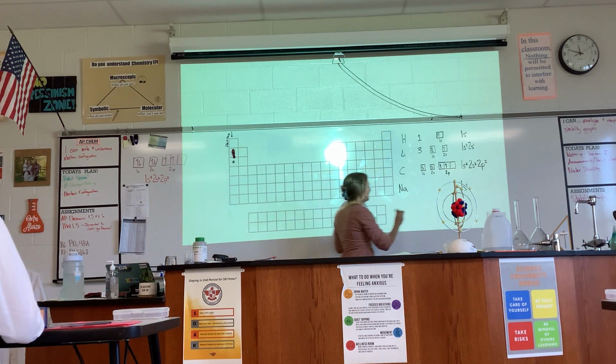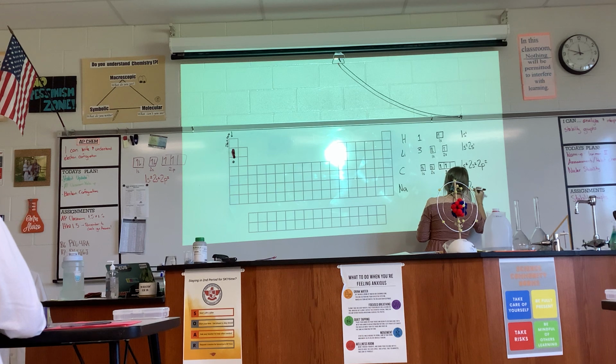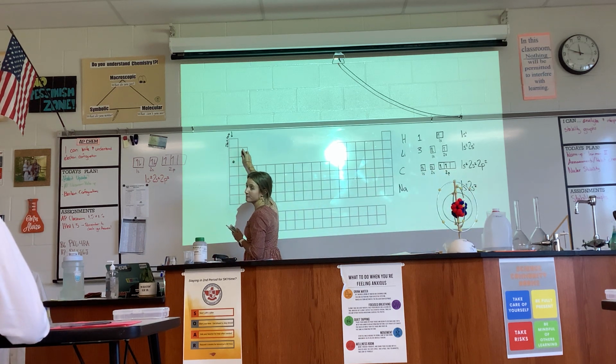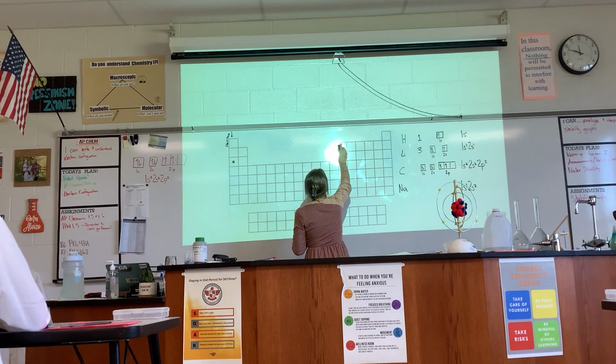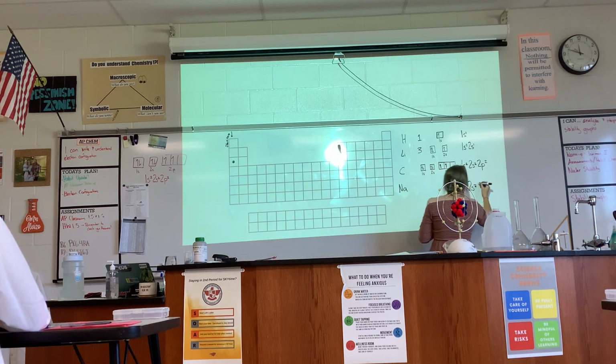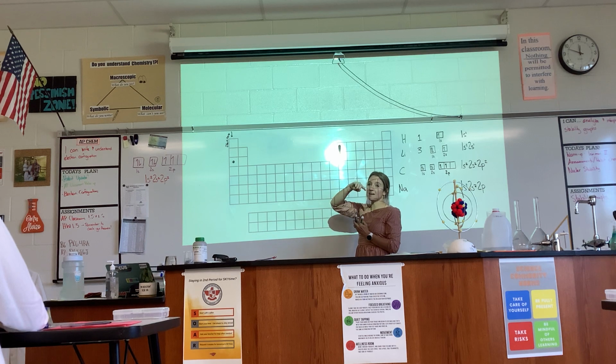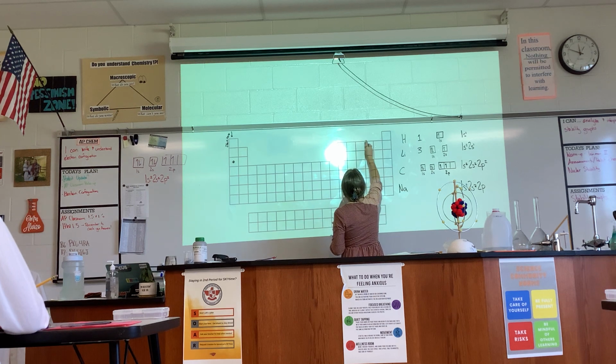2s has 2. Move across. This row is the P. 2p, and it can hold up to 6. It has 3 orbitals, so how many electrons? 6. And the nice thing is if you forget, just count: 1, 2, 3, 4, 5, 6.